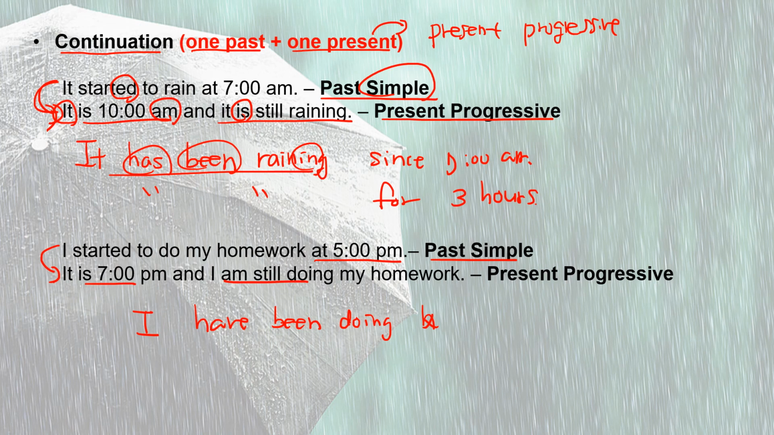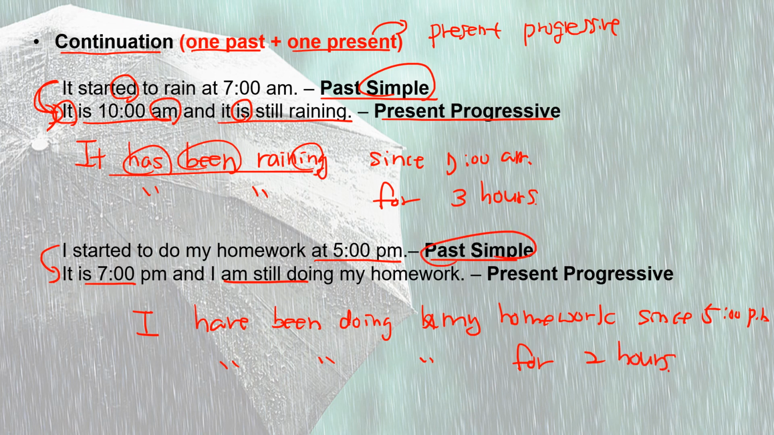I've been doing my homework since 5 p.m. Or I have been doing my homework for 2 hours. So this one is started in the past and still doing it. So when you have the continuation, one past, one present progressive, you can use present perfect progressive.